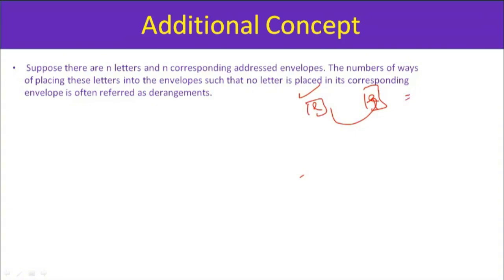Everyone? Simple? 0, because there's only one option for it. So there is no option. It has to be in envelope 1, which is the correct one. So the number of places are 0.